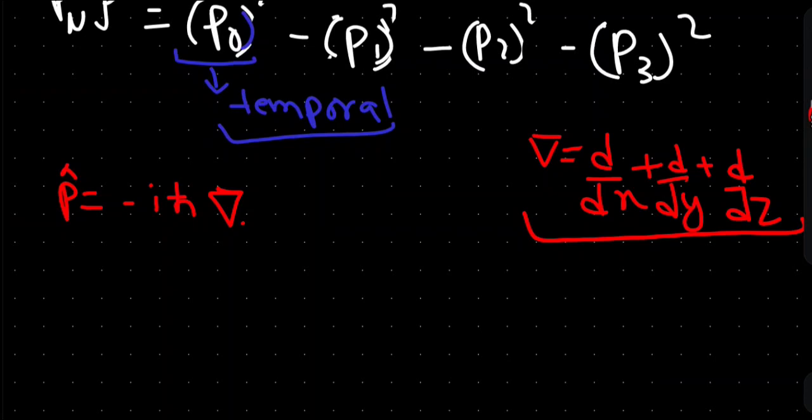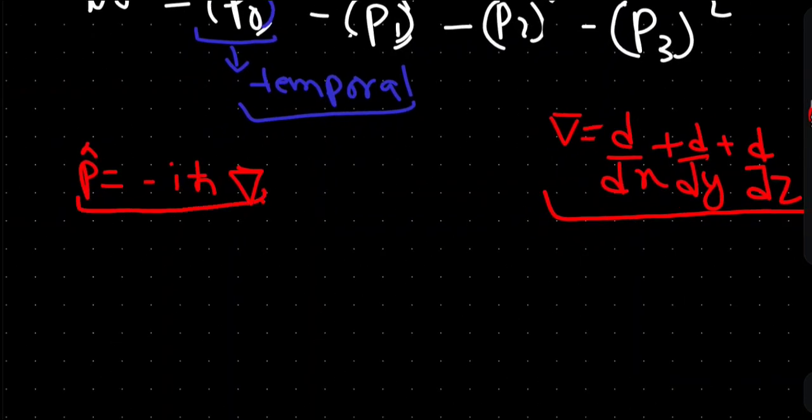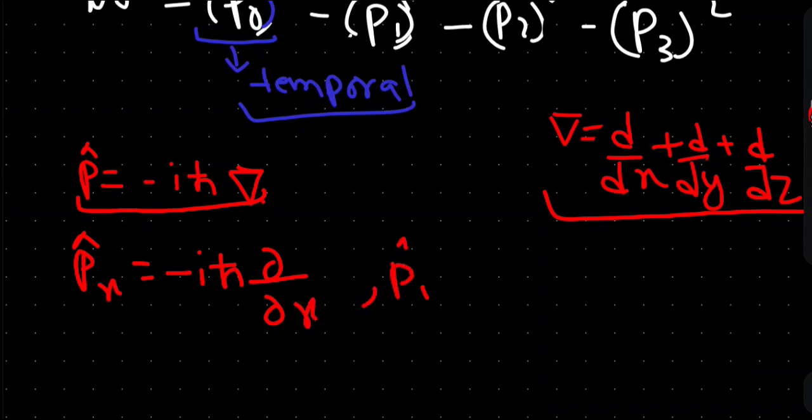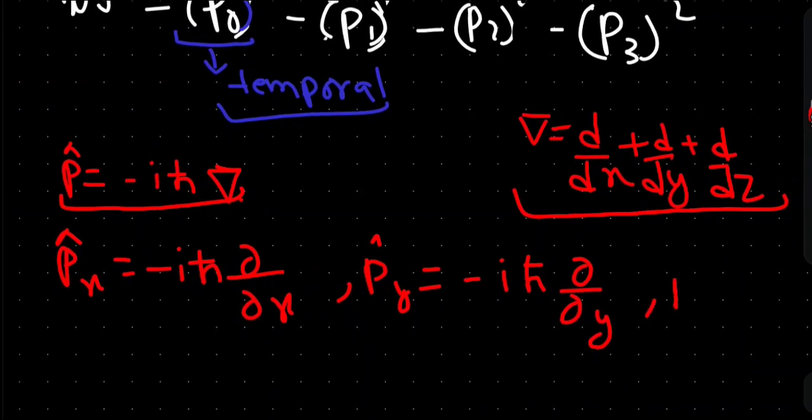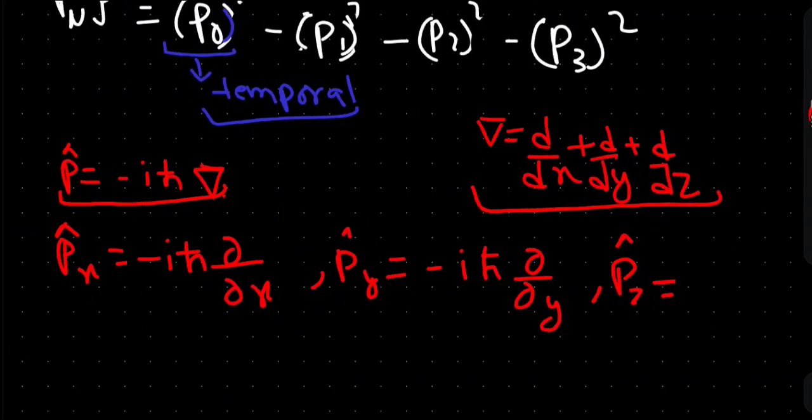Now we are going to plug this in. We are going to define this operator in 3 dimensions. First of all, the px operator is equal to negative i h bar del by del x, then the py operator is equal to negative i h bar del by del y, and pz is equal to negative i h bar del by del z. So we define this, and we are going to plug this into our momentum 4 vector equation.